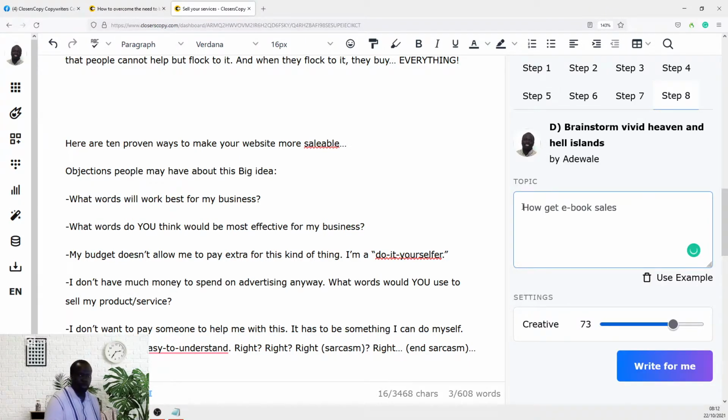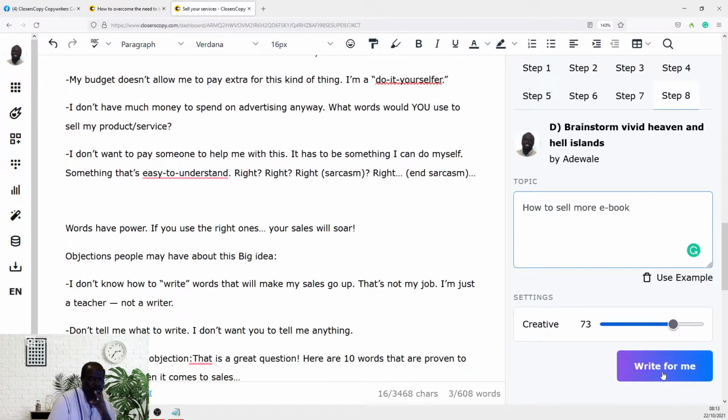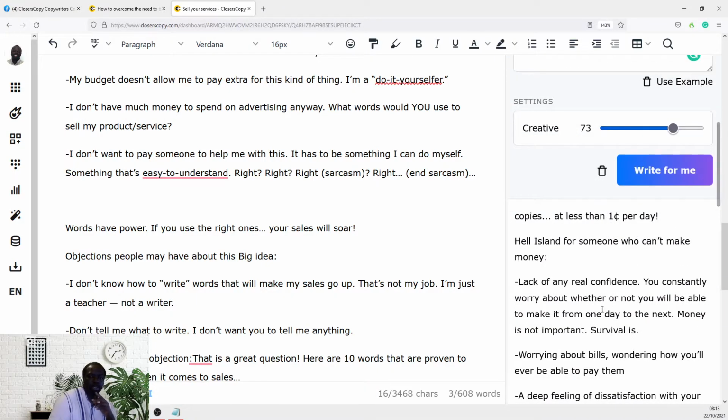How to sell more. And this is again how the AI works. If it doesn't quite understand what you're asking, it will not give you the right answers. Okay, let's see if this is right.